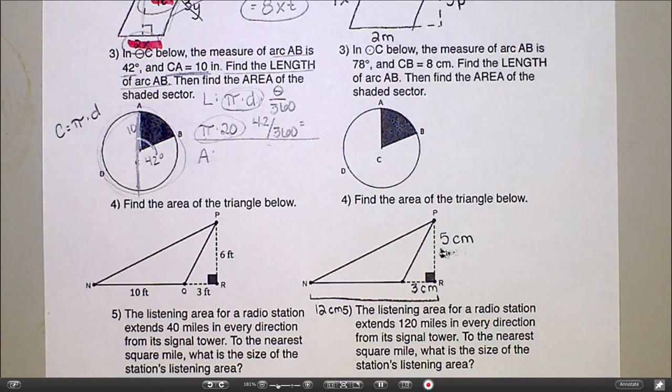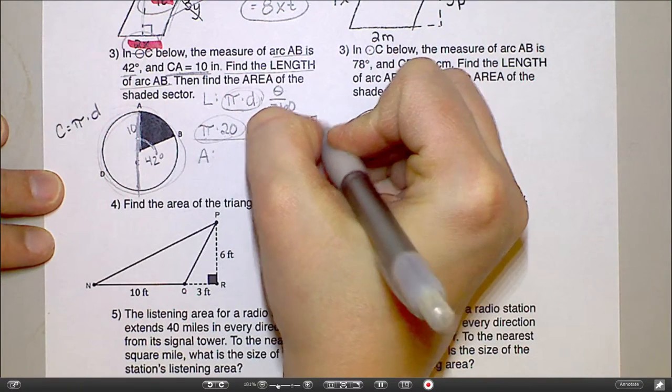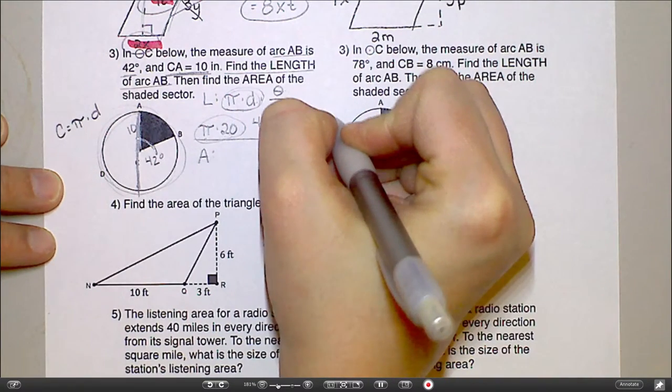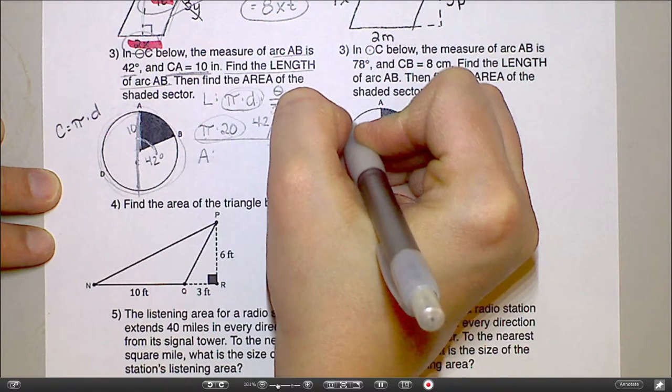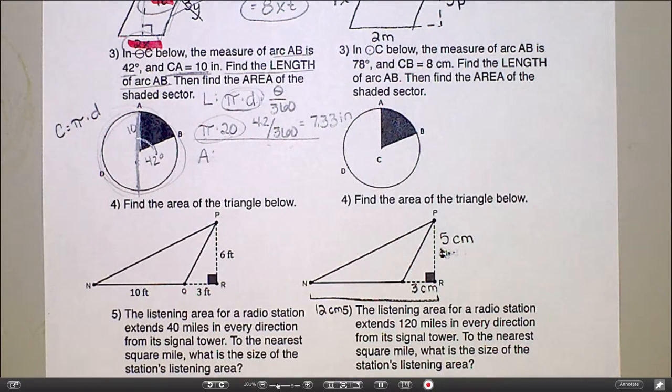I got like 7.33. Is that what you got? Okay. So it's going to be 7.33, and this is a length, so we're just going to say inches here.